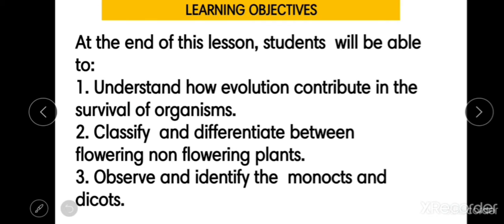Now, after learning about seed and its structure, let us see what the objectives of today's video are. Today, you will be able to understand how evolution helps organisms to adapt and survive. Second, you will be able to classify and differentiate plants into categories of flowering and non-flowering. Thirdly, by observing the vegetative structures and parts of plants, you can identify between monocots and dicots. Let us start the video lesson.